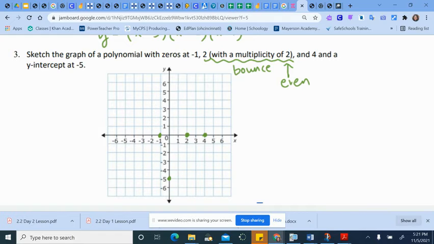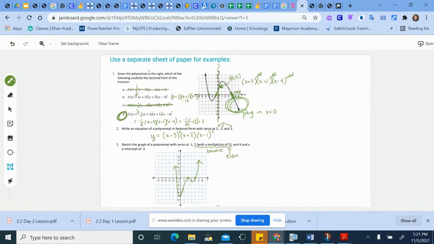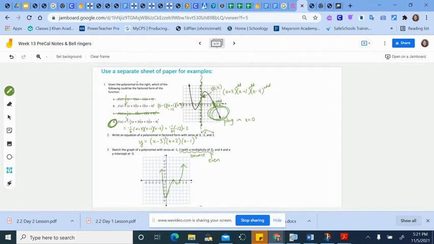There's lots of different options as to what you can do with this, but if it's going to bounce at that 2, I'm betting it's going to bounce a little something like this, and then go up through there and come up through that. That's my guess. It says it has a multiplicity of 2, that means it bounces. If they don't tell you it has a multiplicity, you assume it's just 1 and it goes through. That is not the only answer, but that is one answer that'll work.